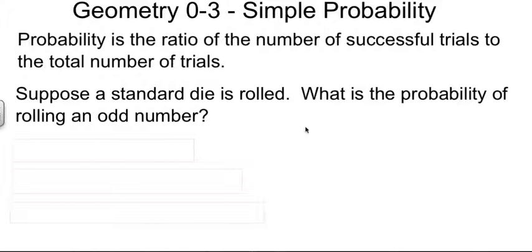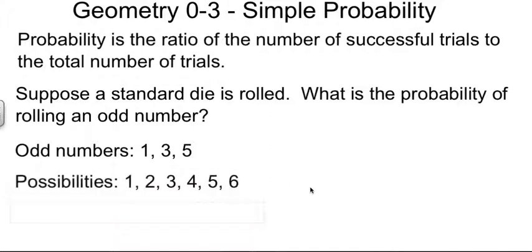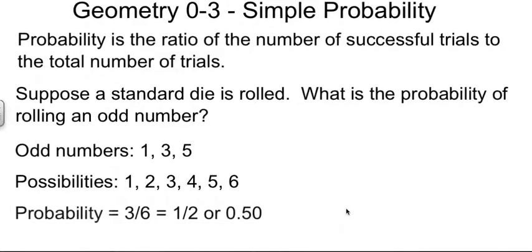So suppose I take a standard die, like you would find playing Yahtzee or Monopoly or some such, and I roll that one die. I want to know the probability of rolling an odd number. Well, I need to know how many odd numbers there are. 1, 3, and 5. Those are the only odd numbers on a standard die. How many possible outcomes are there? There are 6 of them. 1, 2, 3, 4, 5, and 6. So my probability is 3 over 6, which reduces to 1/2.